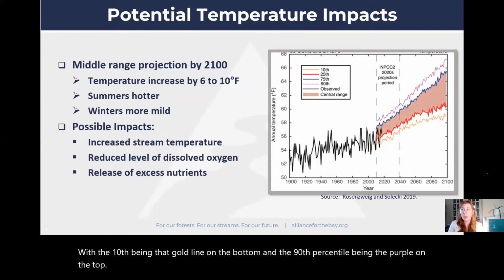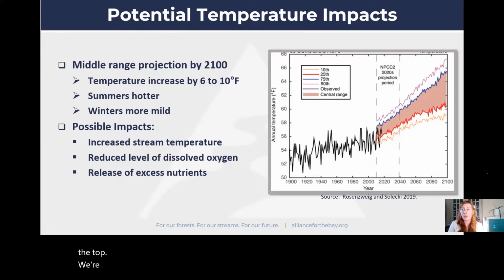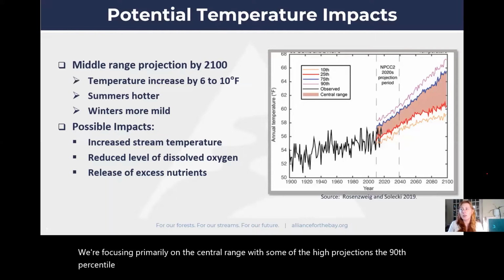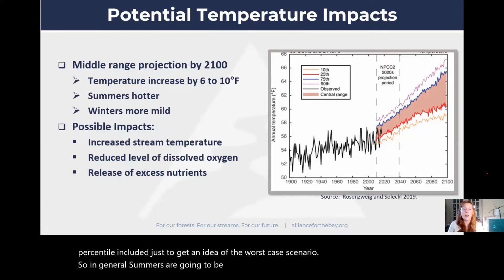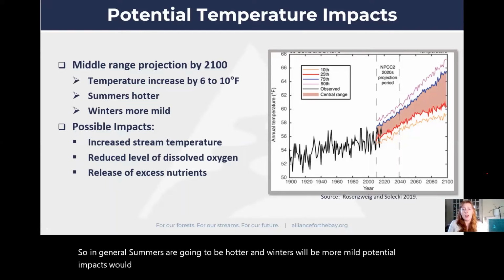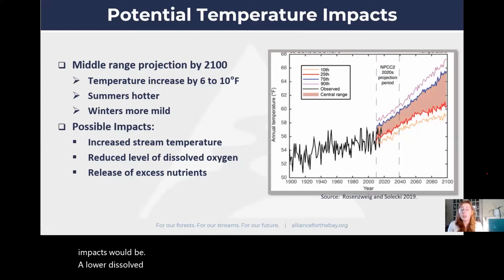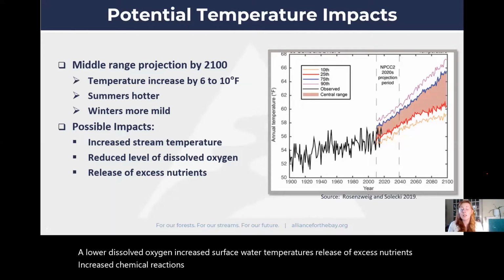We're focusing primarily on the central range with some of the high projections, the 90th percentile included, just to get an idea of the worst case scenario. So in general, summers are going to be hotter and winters will be more mild. Potential impacts would be lower dissolved oxygen, increased surface water temperatures, release of excess nutrients, increased chemical reactions, and changes in circulation patterns in the tidal zone.